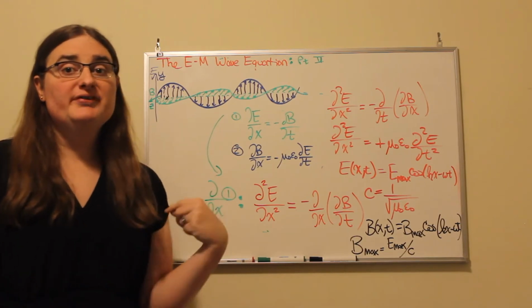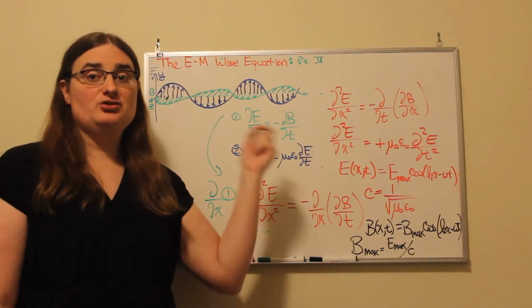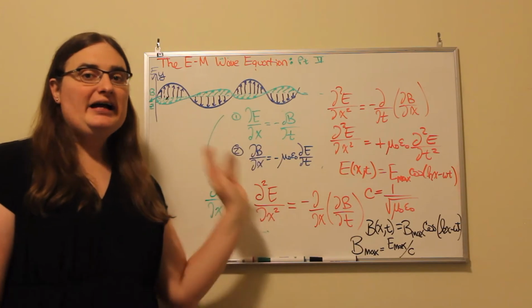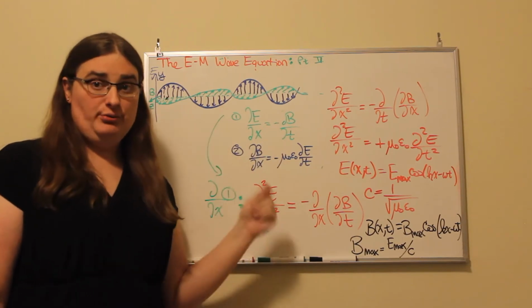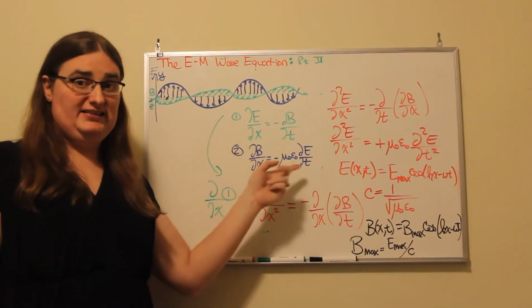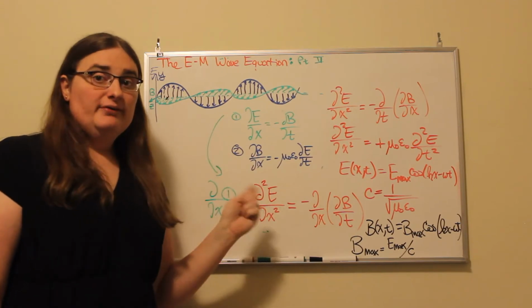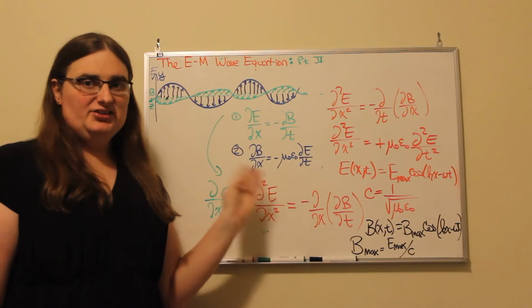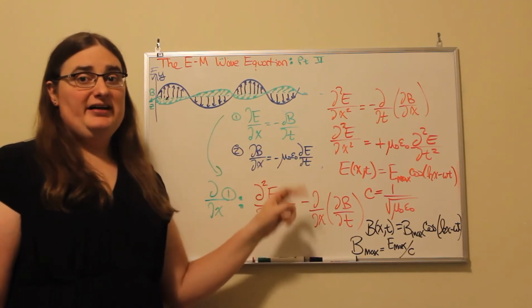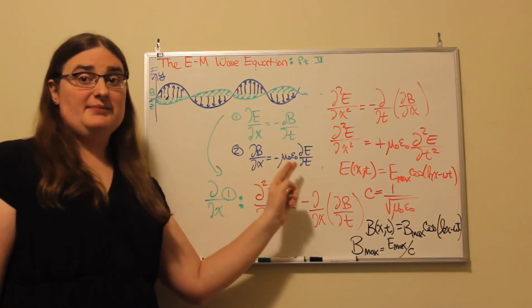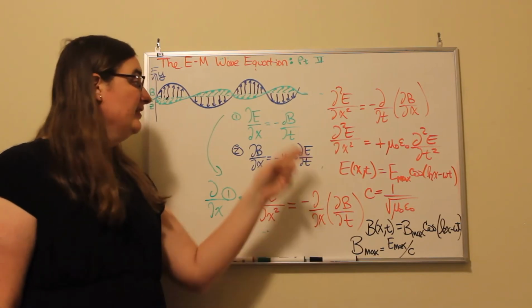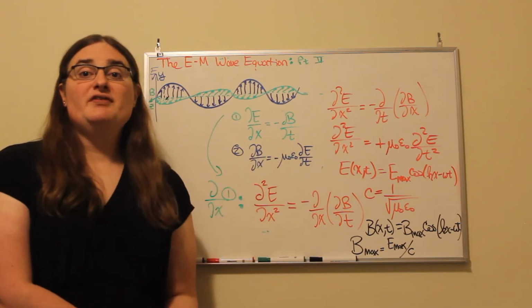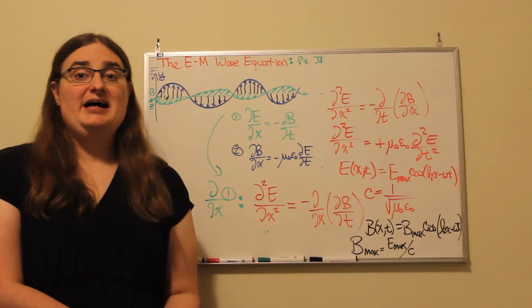Specifically, the partial derivative of electric field with respect to our location x has to be equal to minus the partial derivative of the magnetic field with respect to time, and the partial derivative of magnetic field with respect to x has to equal minus mu naught times epsilon naught, the permeability of free space times the permittivity of free space, times the partial derivative of the electric field with respect to time.